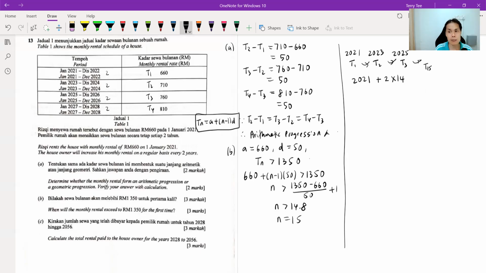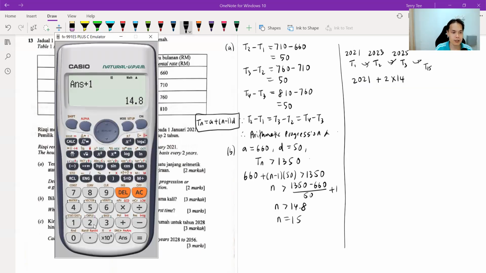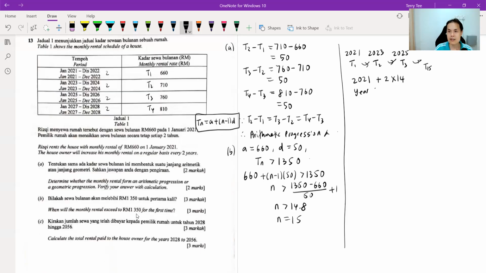So it's basically 2021 plus 28. I hope you don't need to use a calculator. 14 times 2 is 28, and 21 plus 28 gives us 49. So the year is 2049. I hope you get the idea. To go to T2, you plus 2 once. To get to T3, you plus 2 twice. To get to T15, you plus 2, 14 times, because 1 plus 14 gives us 15. This part is a bit confusing for some people.